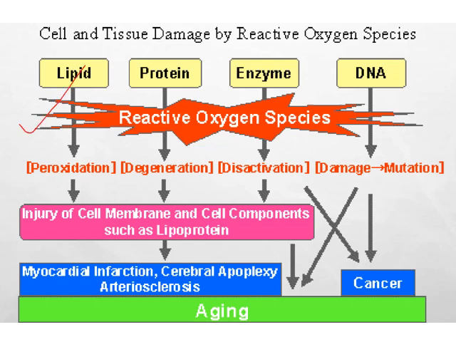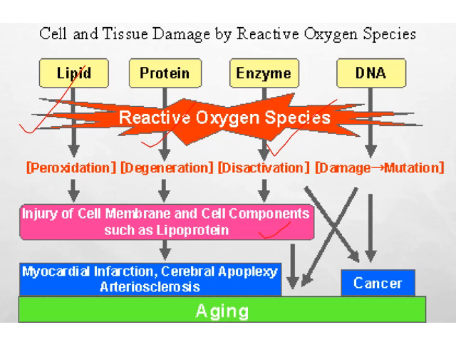So lipid peroxidation, then degeneration or deactivation of the protein and enzymes. All these things will lead to the injury of the cell membrane and cell components such as protein, PUFA, etc. This kind of activity can lead to myocardial infarction, cerebral apoplexy, arteriosclerosis, etc. And that can even lead to aging also.